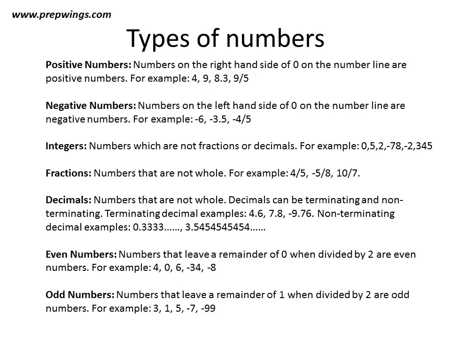So for example, 4, 0, 6, -34, -8. As you can see in the examples, negative numbers can also be even numbers. Okay, and 0 is also an even number. It's an important point to note.